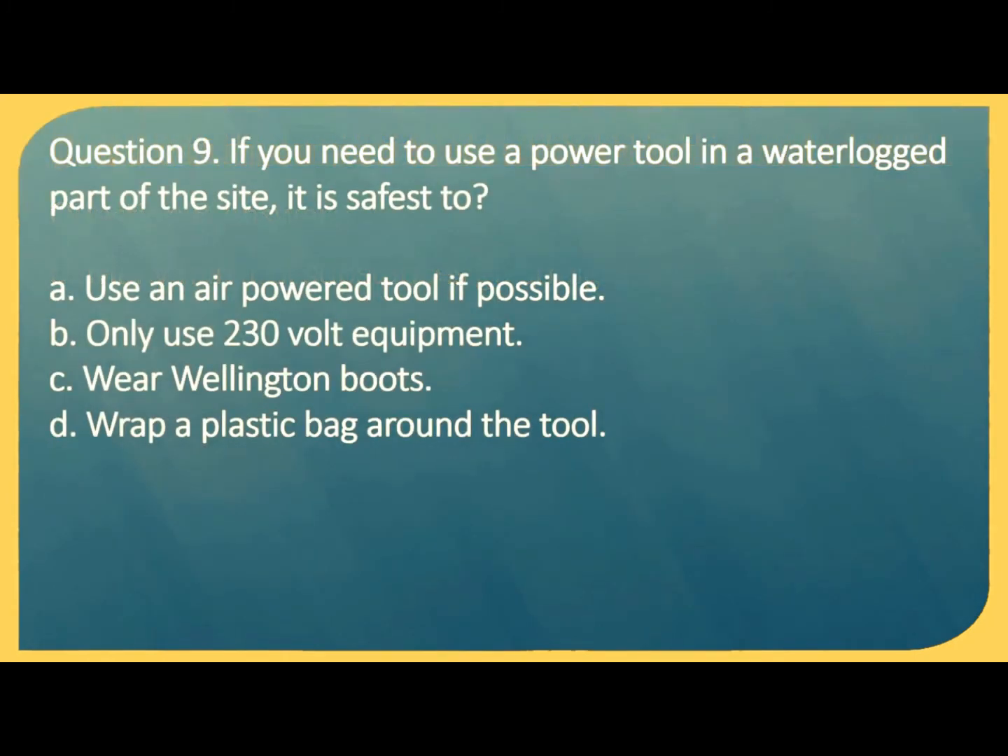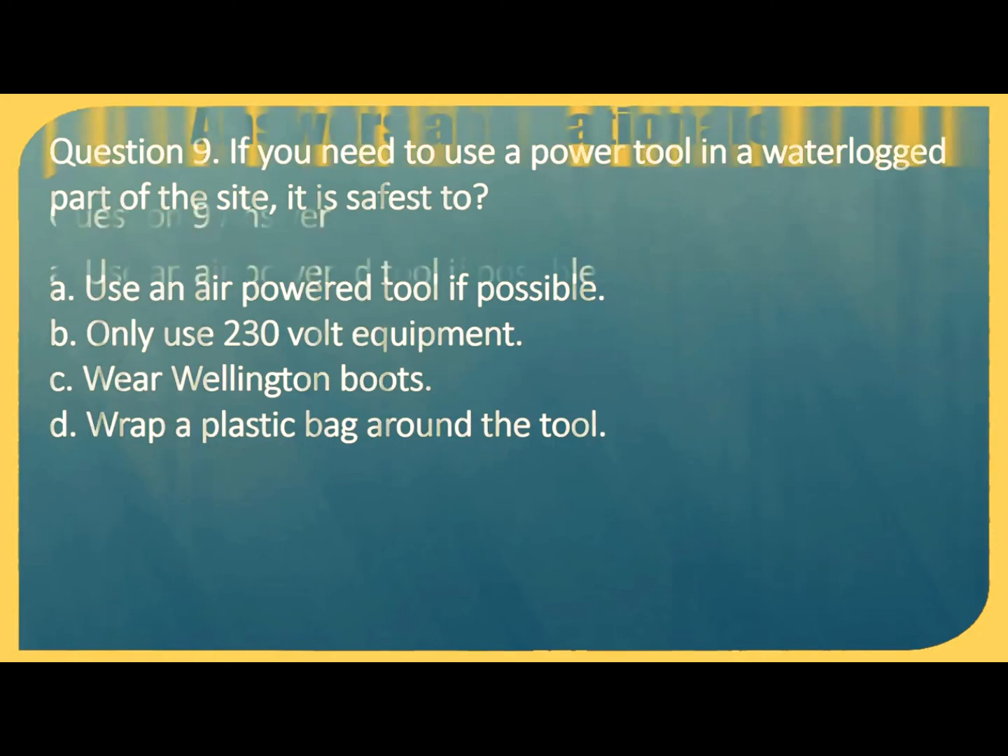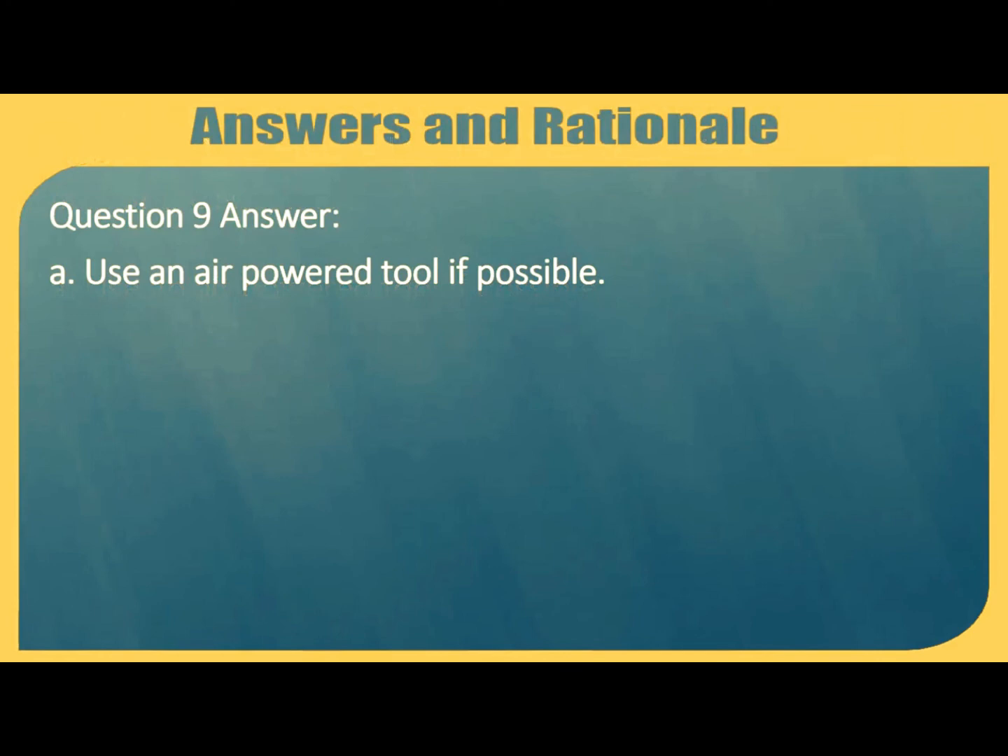Question 9. If you need to use a power tool in a waterlogged part of the site, it is safest to: A. Use an air-powered tool if possible. B. Only use 230-volt equipment. C. Wear Wellington boots. D. Wrap a plastic bag around the tool. Question 9. Answer: A. Use an air-powered tool if possible.